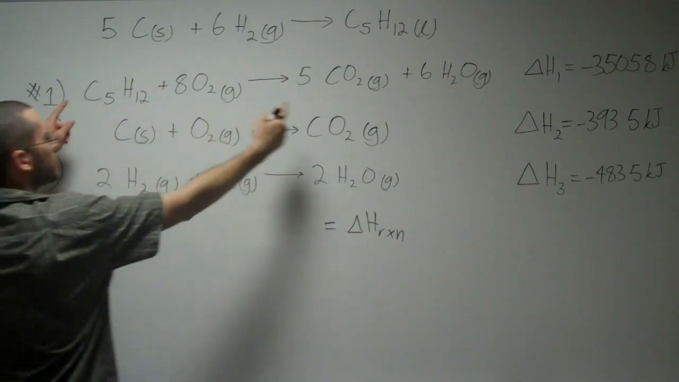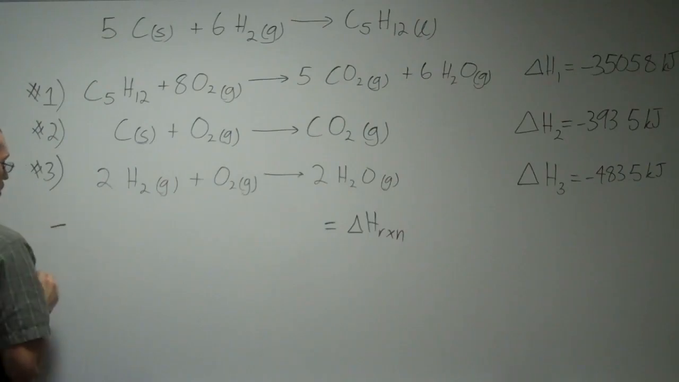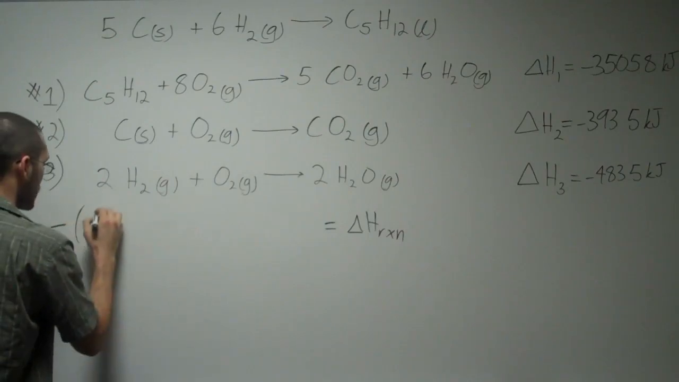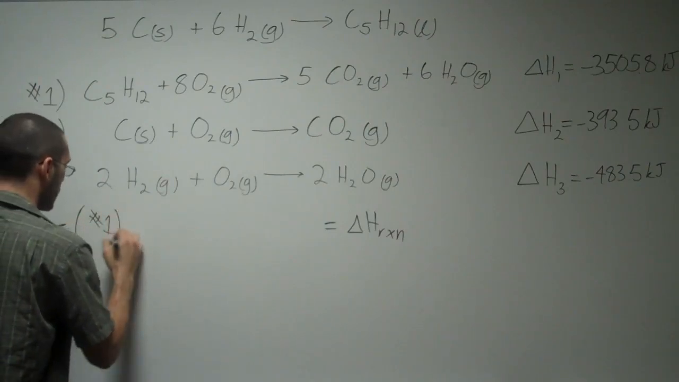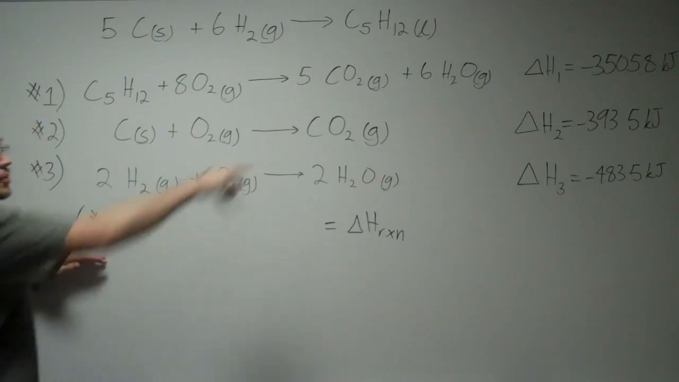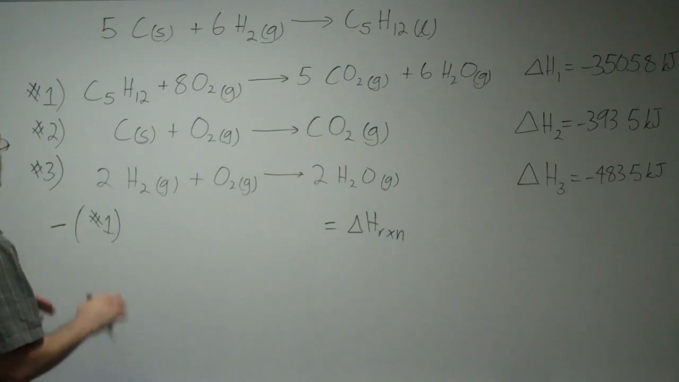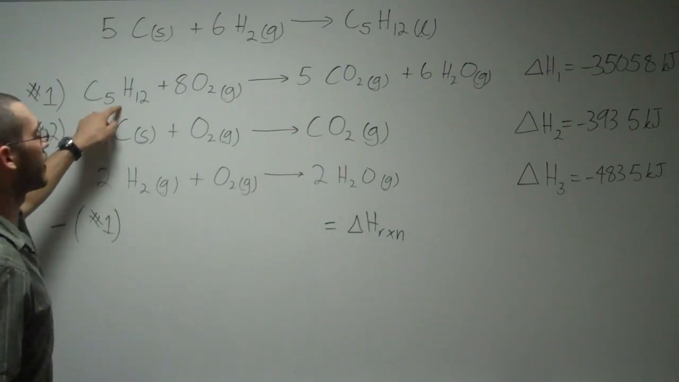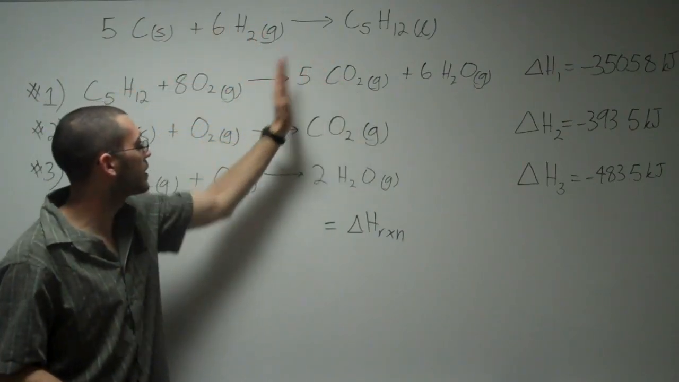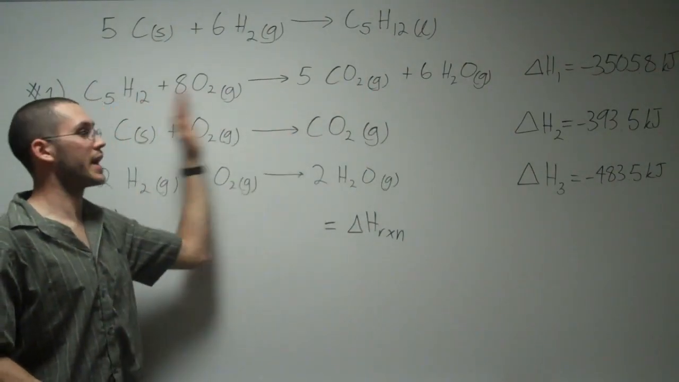Okay, so I need to flip equation number 1. So I'm going to put a minus to mean flip equation number 1. What I'm doing is I'm making a plan to tell me what to do to my delta H's. I'll worry about delta H's in a minute, but first I got to find out what to do. Flip equation number 1. I now have pentane on the product side. Everything to the right is the product side. Everything to the left of the arrow is the reactant side.